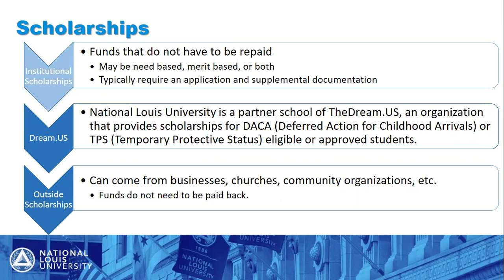National Louis University is a partner school of Dream.US, an organization that provides scholarships for DACA students, and we work very closely with them every year to work with their recipients. And then outside scholarships. Outside scholarships can come from a business, church, community organization, etc. Funds do not need to be paid back, and they have a variety of scholarship resources.